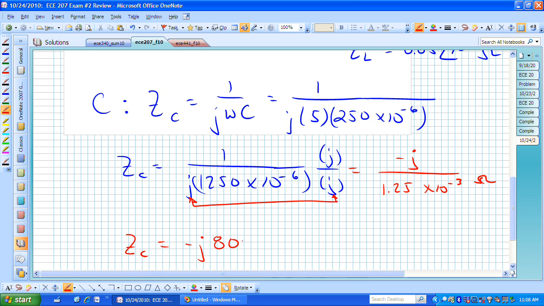when we invert the 1.25 times 10 to the minus 3, we basically get something that's a little less than 1,000, and that ends up being minus j 800 ohms, or if we move the minus j to its angle and polar form, we could just as easily write that as 800 at an angle of minus 90 degrees.